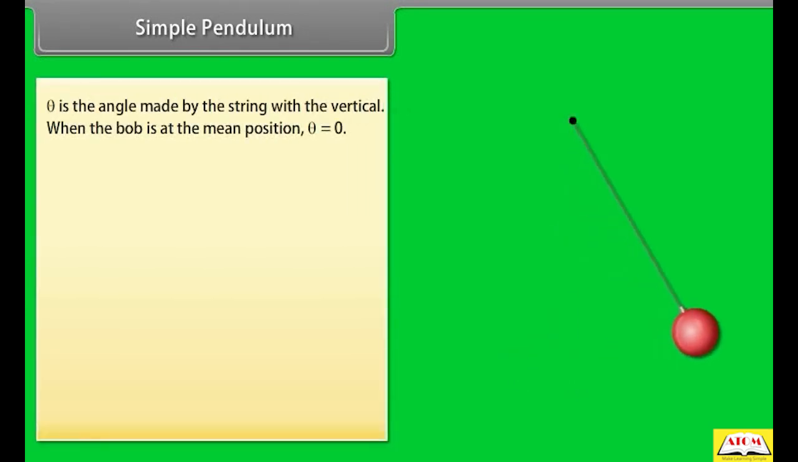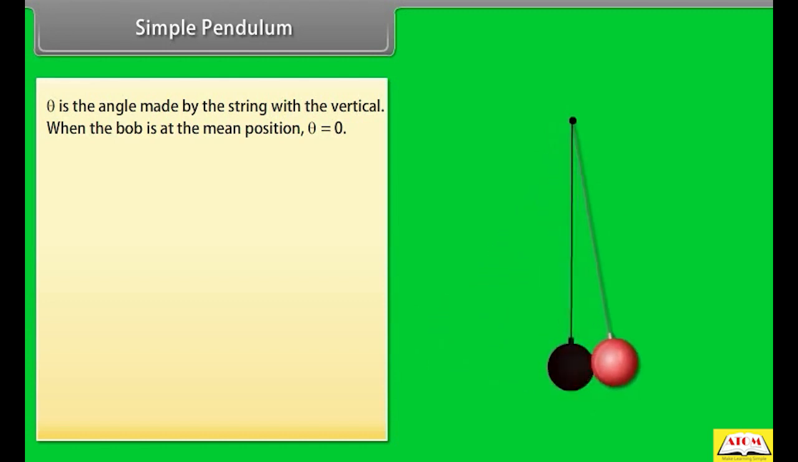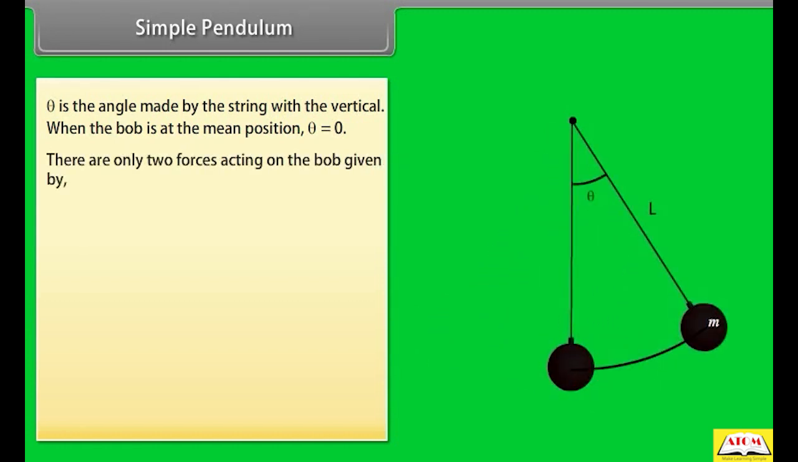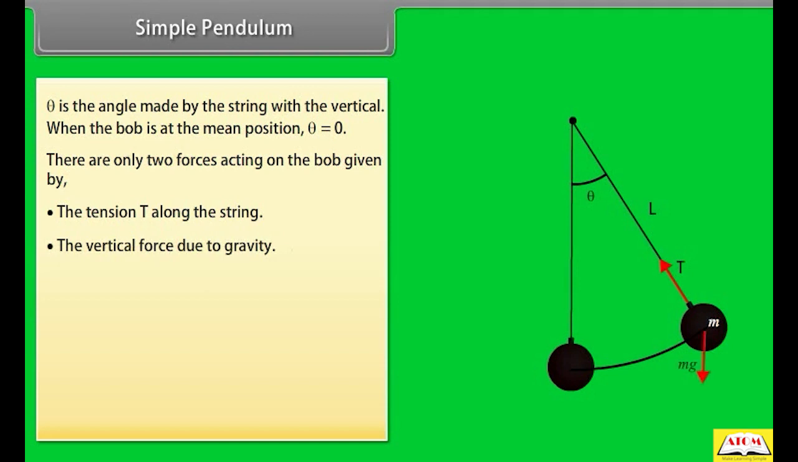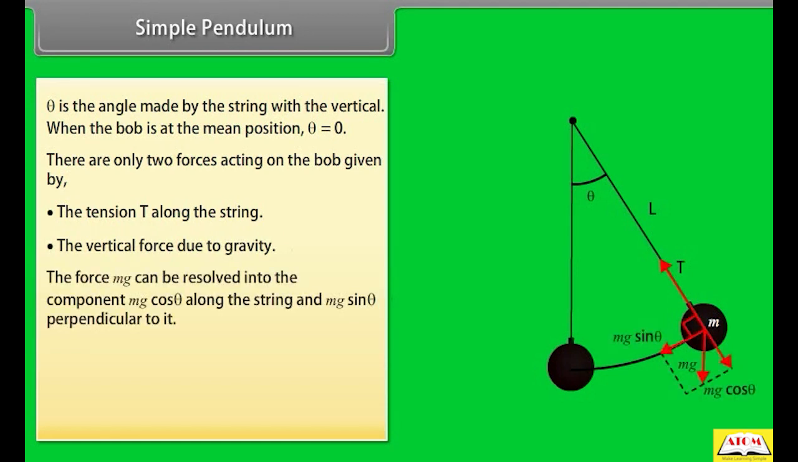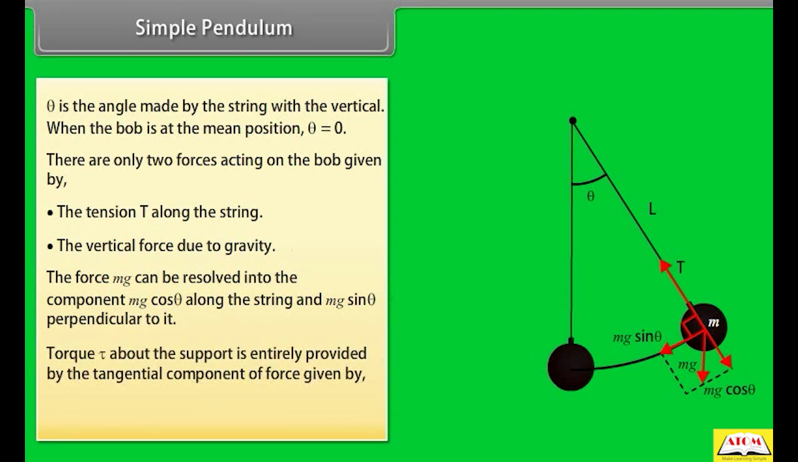Theta is the angle made by the string with the vertical. When the bob is at the mean position, theta is equal to 0. There are only two forces acting on the bob: the tension T along the string, and the vertical force due to gravity. The force mg can be resolved into the component mg cos theta along the string and mg sin theta perpendicular to it. The torque about the support is entirely provided by the tangential component of force, given by tau is equal to minus L mg sin theta.